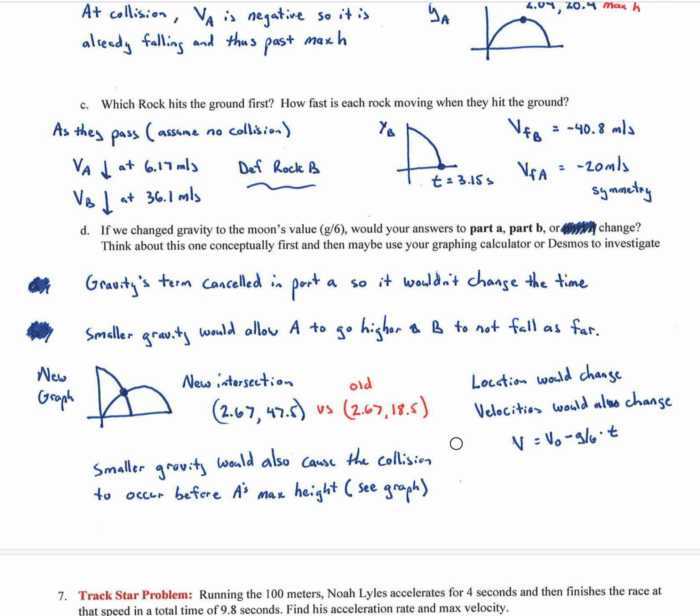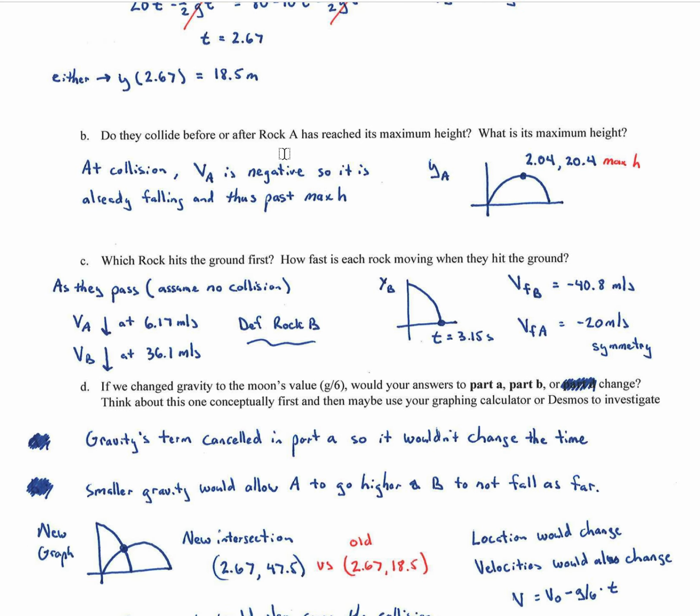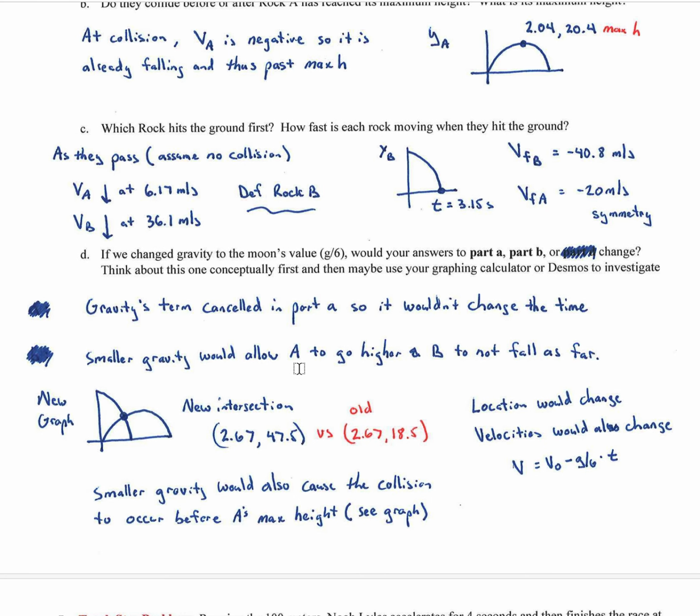So let's just take a look. If you look back at the algebra, the gravity term actually canceled. So if we mess with gravity, it does not mess with the time it takes to hit the collision. However, smaller gravity would allow rock A to go higher, right? It's going to slow it down less. And rock B, it's not going to pull it down as fast. And so the collision point is going to be at the same time, but it is going to be higher.